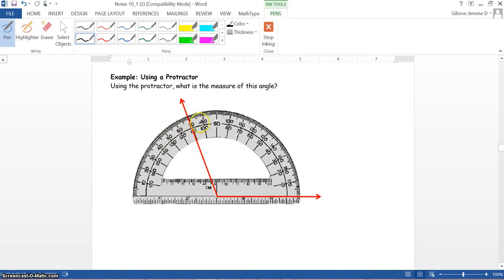And we notice that we wouldn't use the 70 that's on top. We would use this 110 that's on the bottom. So our answer here would be 110 degrees.